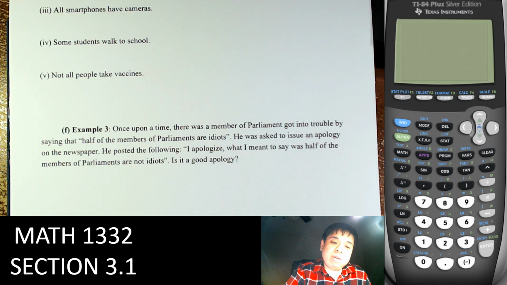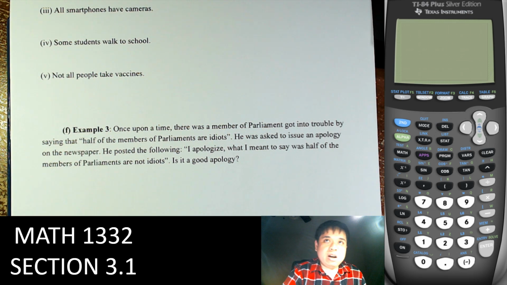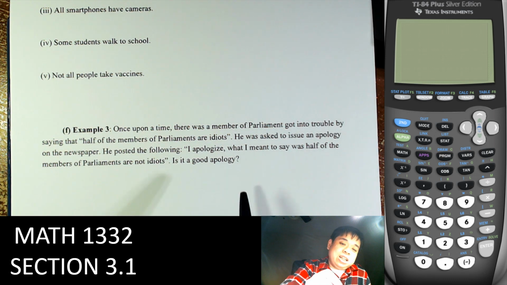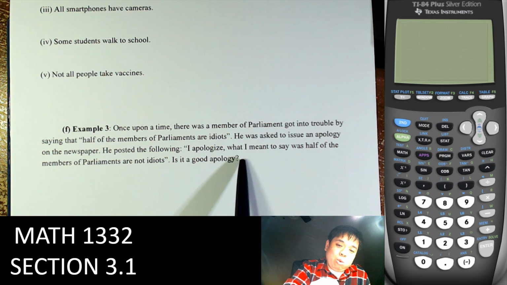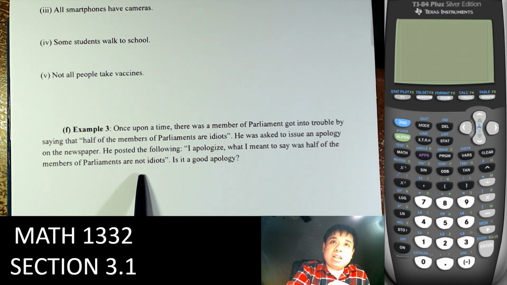Once upon a time, there was a member of parliament who got into trouble by saying half of the members of parliament are idiots. So his half here is the existential quantifier. And because he got in trouble, he was asked to issue an apology in the newspaper. And this is what he said: I apologize. What I meant to say was half of the members of parliament are not idiots.